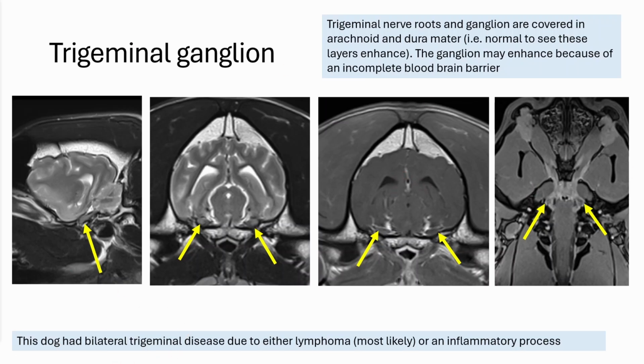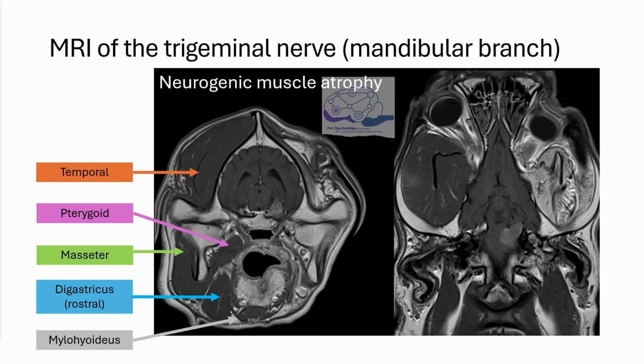So the next thing to assess when we're assessing the trigeminal nerve is the masticatory muscle and other muscle bulk. Here's another nerve root tumour. We see the nerve root tumour here, and we can see the normal temporal muscle here compared to the atrophied muscle here, the pterygoids here compared to the atrophied muscle in this region here, the digastricus, which of course is the rostral digastricus, compared to the opposite side there, the masseter muscle compared to here, and the mylohyoideus is just here, but it's not something that we commonly assess.